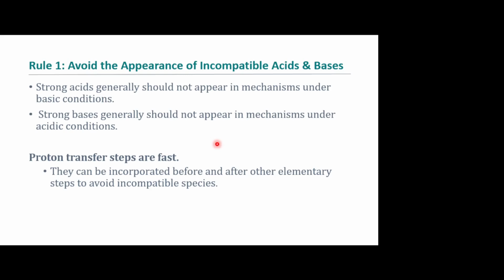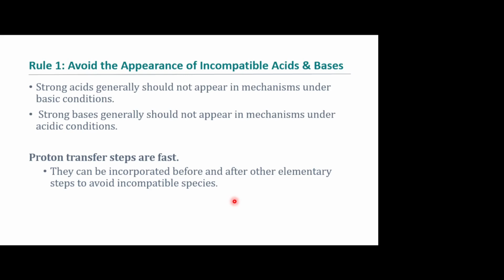Strong bases also should not appear in a mechanism under acidic conditions. If you're under acidic conditions, you're not going to make OH minus. You're not going to make strong bases like an amide that's negative. That doesn't make any sense. Those would have to react with a proton immediately, so them existing for any period of time is very unlikely. Proton transfer steps are very fast steps. They're some of the fastest steps you can do. This is purely because protons are so light, and so protons can get transmitted incredibly fast.